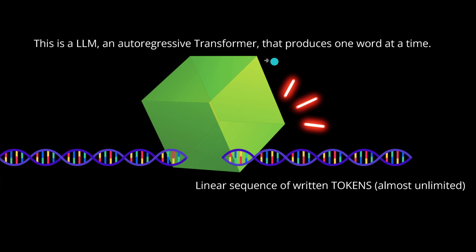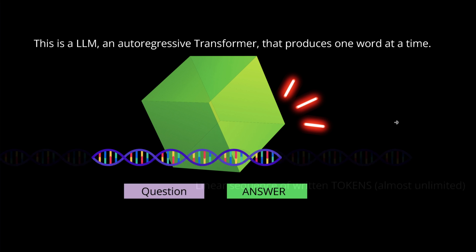So here we are now. This is now an LLM, an autoregressive transformer. Here a beautiful green box. And now it does not give us a signal, but it produces one word at a time. And following the StreamingLLM idea, we have a linear sequence of written tokens. So now we do not have an encoded sequence, but we have tokens that come in our linear data stream. And this is now what we observe as our simple model representation.